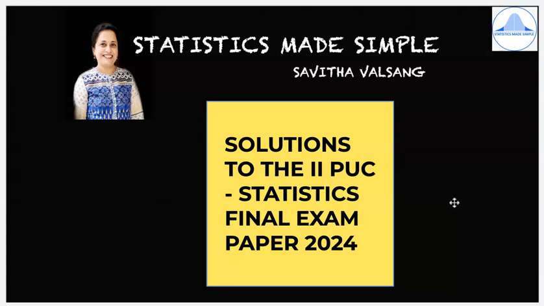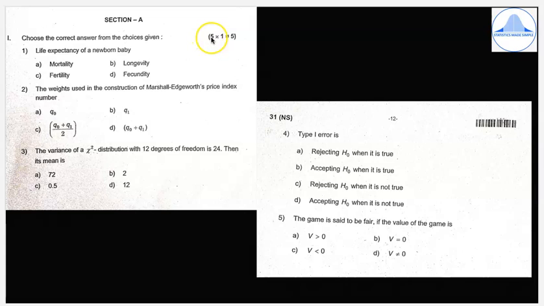In this video, I am solving the second PUC Statistics Final Examination paper for the year 2024. Section A, first mark: choose the correct answer from the choices given. 5 into 1 is equal to 5. First one, life expectancy of a newborn baby is longevity.